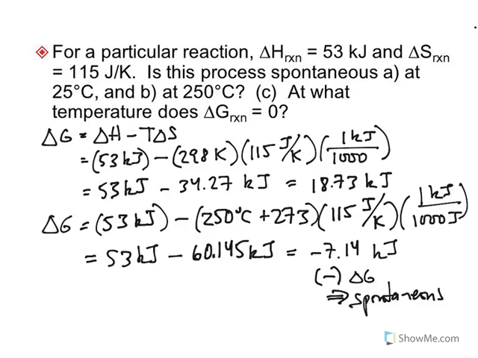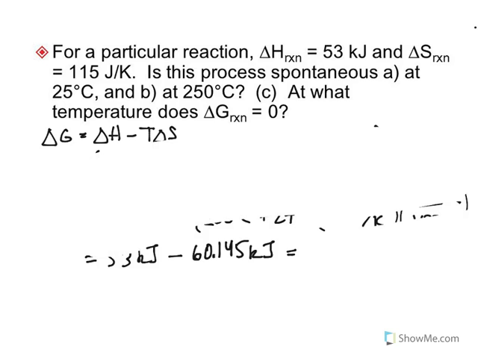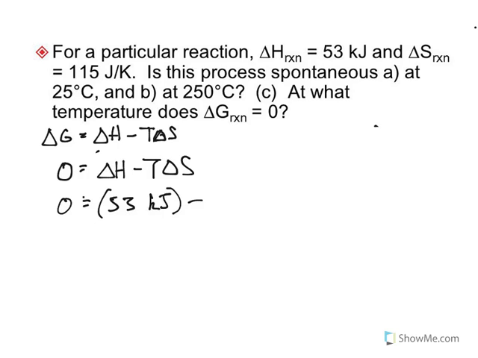To figure out the answer for C, at what temperature does delta G equal 0? Well, we use the same equation, but basically then putting 0 is equal to delta H minus T delta S. Here delta H again is 53 kilojoules. T is what we're looking for, and delta S again is given by these values.